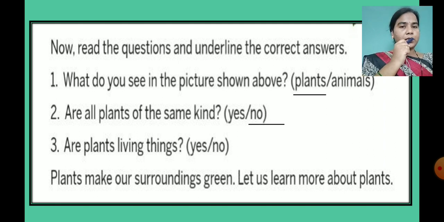Then number 3, are all plants living things? As we know, we learnt it in detail in our lesson number 1, things around us, living things and non-living things. So the answer is yes. Plants are living things. Plants make our surroundings green. Let us learn more about plants. So children, as we know, plants make our surroundings green and clean. Now in this lesson, we will learn more about plants.